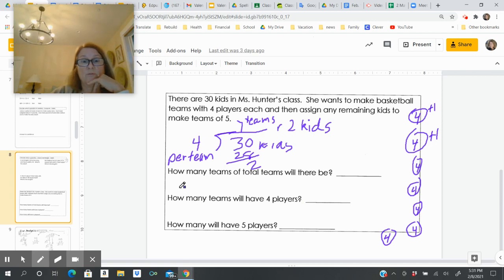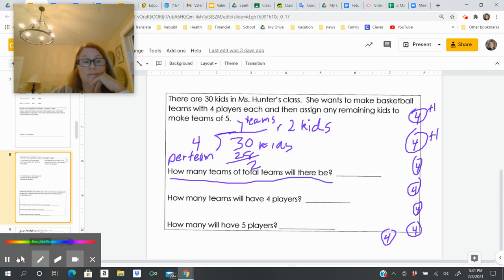Answer this question for me now. How many total teams will there be? Now answer this. How many teams will have 4 players? There's my 4-player teams. And how many teams will have 5 players?